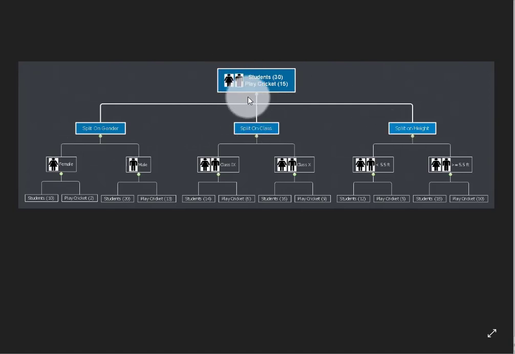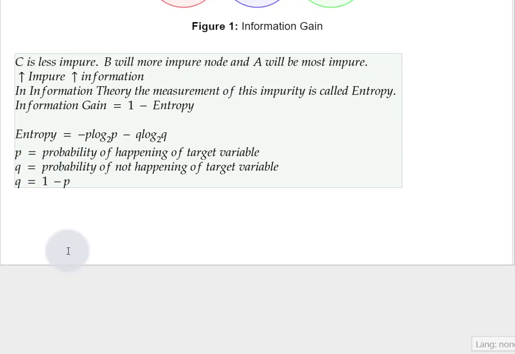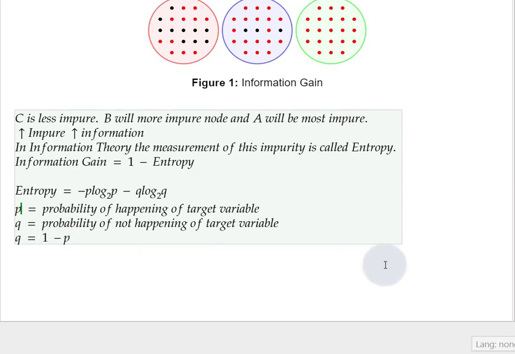So let us first calculate the entropy of the parent node over here. Okay, so what will be p over here? P means this p value over here for us. So it will be whether they will play cricket or not, and q will be whether they will not play cricket or not. Okay, so for that what we'll do is we will come back over here. Okay, so we'll say entropy for the parent node.